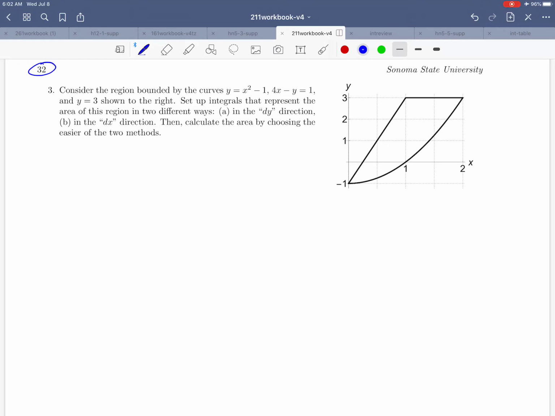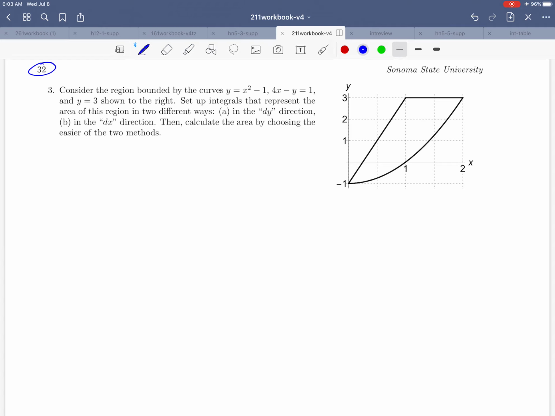They'd like us to consider the region bounded by the curves y equals x squared minus 1, 4x minus y equals 1, and y equals 3, shown to the right. We'd like to set up integrals that represent the area of the region in two different ways, one in the dy direction and one in the dx direction. Then we get to choose which way of setting up the integral might be the easiest to evaluate.